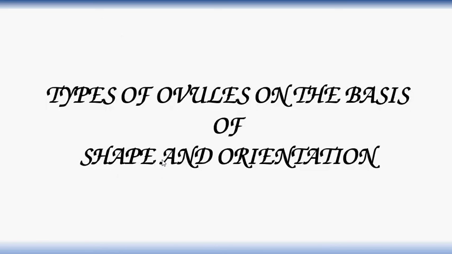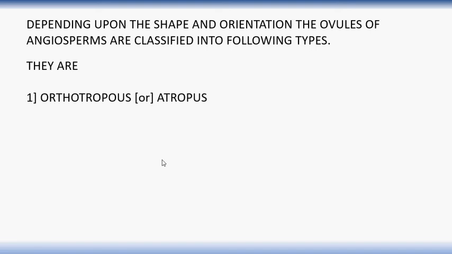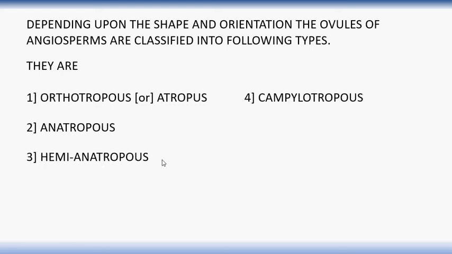Types of ovules on the basis of shape and orientation. Depending upon the shape and orientation, the ovules of angiosperms are classified into following types. They are orthotropous or atropous, anatropous, hemianatropous, camellotropous, amphitropous, cercinotropous.